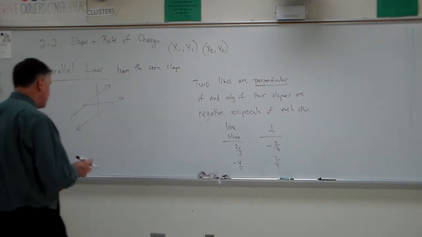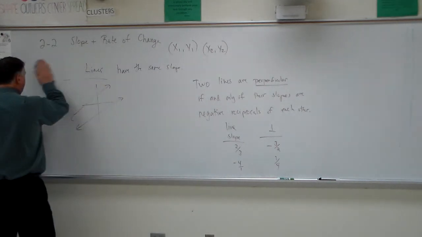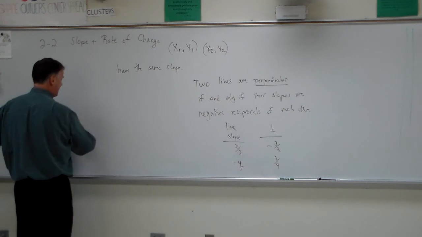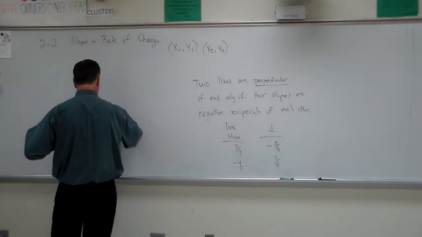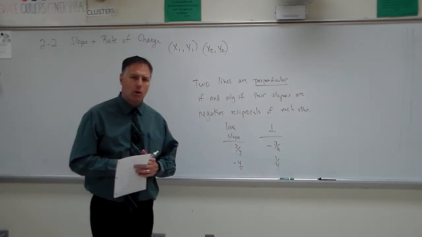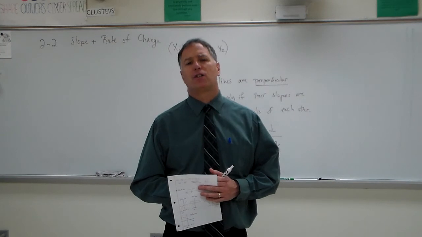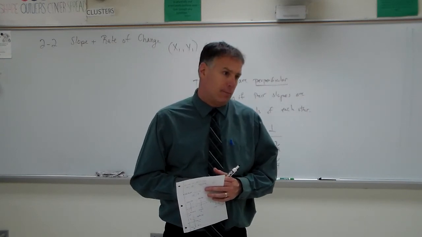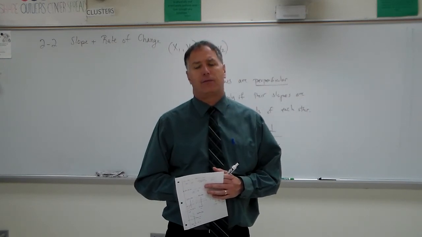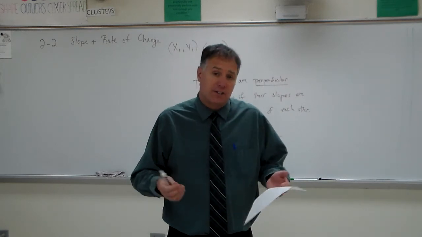So I'm going to give you a couple of problems where I want you to find the slope and tell me if the lines are parallel, perpendicular, or neither. If the slopes are equal, you say they're parallel. If the slopes are negative reciprocals of each other, you say they're perpendicular. And if they're not equal or not negative reciprocals of each other, you would say neither.